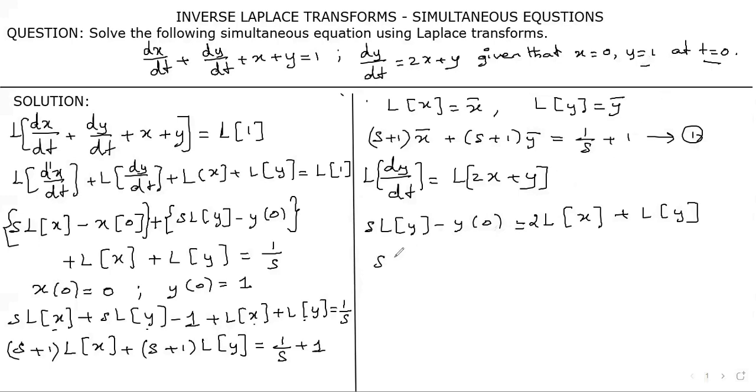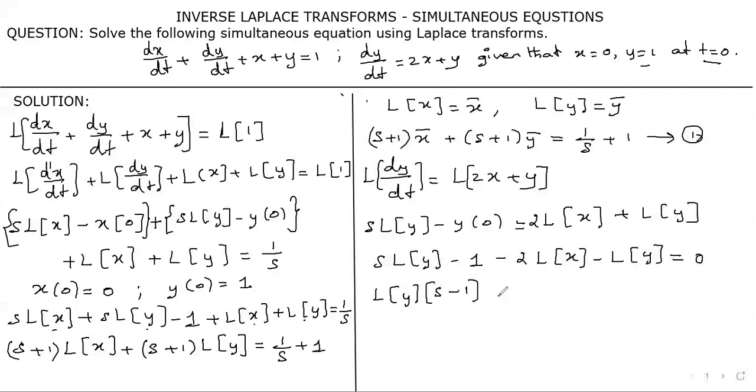Just apply here s L of y minus 1. And this is also Laplace, so we can take it to the other side. Minus, so the negative symbols will be changed. The right hand side consists of nothing, so 0 should be written. Now we can group L of y. So L of y, when I take it commonly, s will be the coefficient, and here negative 1 is there. Similarly, minus 2 L of x is there, so keep it as it is. This negative 1 is a constant. We shall take it to the other side.